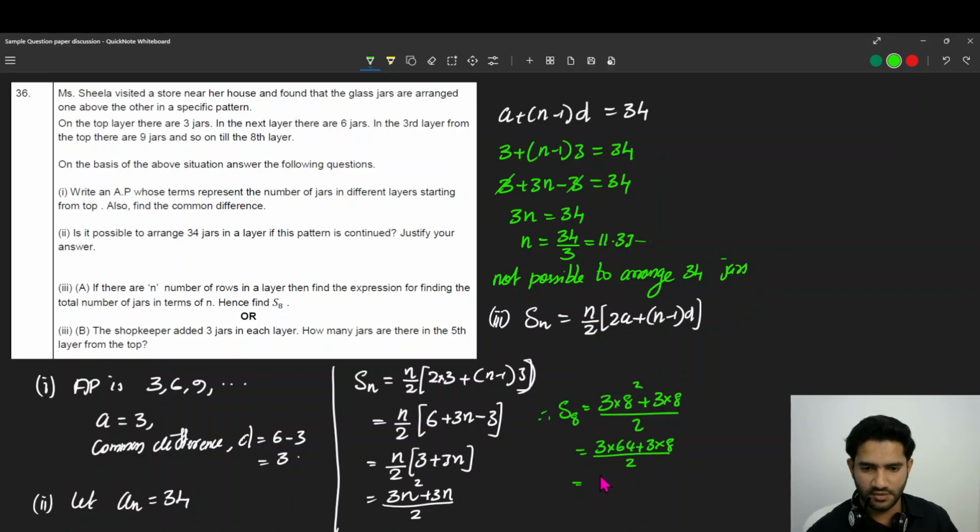So that means 64 and 8, we can take 8 outside. So it will be 3 into 8 plus 3. We are dividing by 2. We can cancel. It will be 4 times. So 24 plus 3 into 4. 4 into 3 into 8 is 24. 24 plus 3, 27. So 27 into 4 is equal to 108. That's the final answer.